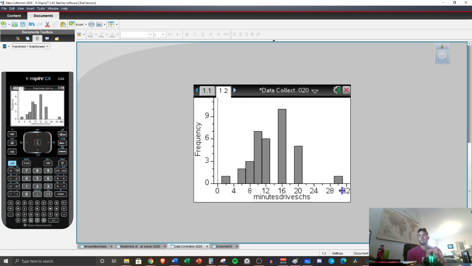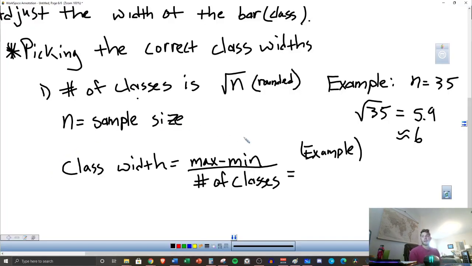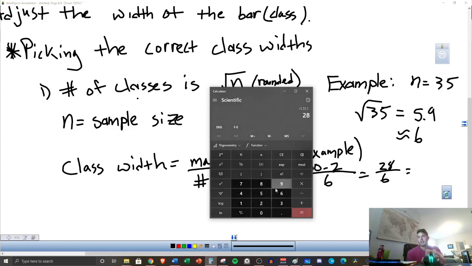Let me go back here. So we have 30 minus 2 over how many classes? Well, 6. So that's 28 divided by 6, which doesn't divide evenly. But we'll just double check. We'll just go ahead and use our calculator to do this. 28 divided by 6. So 4.6 repeating.